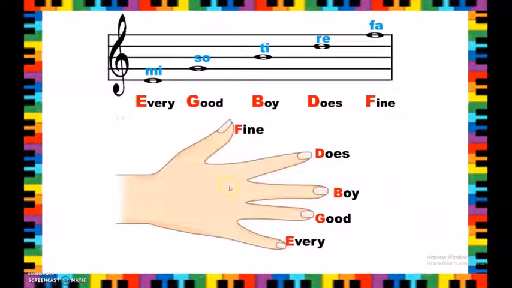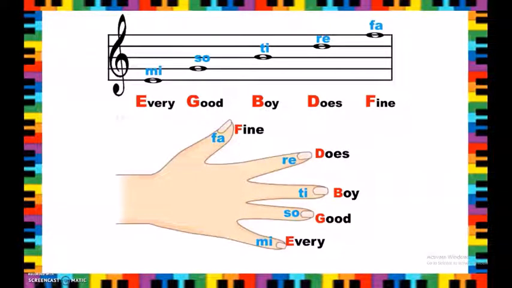Now we have E equivalent to Mi, G equivalent to So, B equivalent to Ti, D is equivalent to Re, and F is equivalent to Fa. So, every good boy does fine. Mi, So, Ti, Re, Fa.